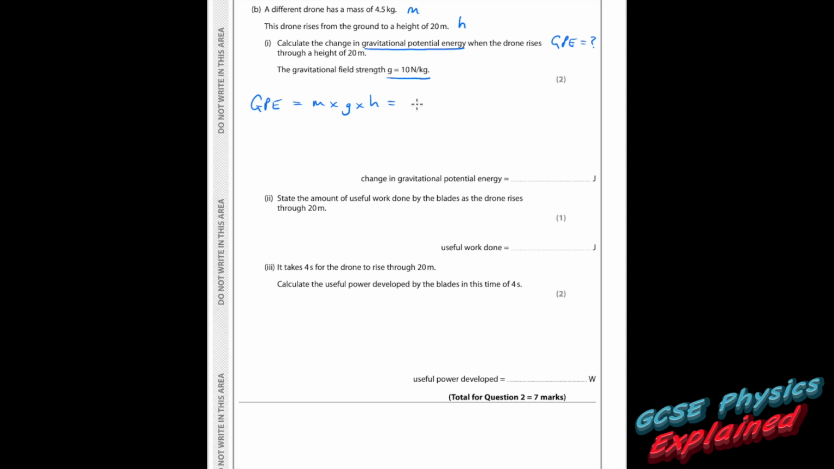Pop the numbers in. So the mass was 4.5 kilograms. Gravity on Earth is 10 newtons for every kilogram. And the height was 20 metres. And that equals 900 joules.